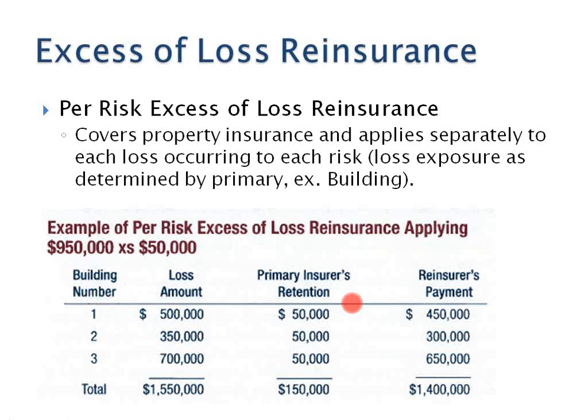So the first one is a per risk excess of loss, which covers, in this case, property insurance and applies separately to each loss occurring to each risk. So the loss exposure is determined by the primary. So in this case, you might say, okay, the risk in this case is each building. So we have 3 different buildings, and they may have had losses at different times. Under this policy, it says it's a per risk excess of loss reinsurance applying $950,000 excess of $50,000, which basically means the primary insurer is going to cover the first $50,000, and then the reinsurer will come up to $500,000.